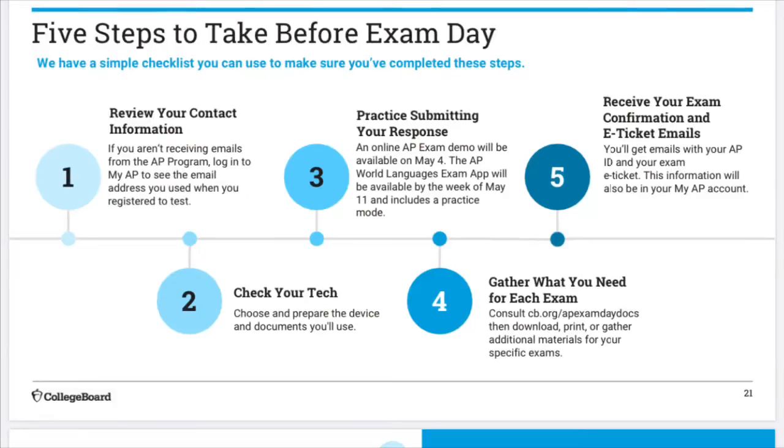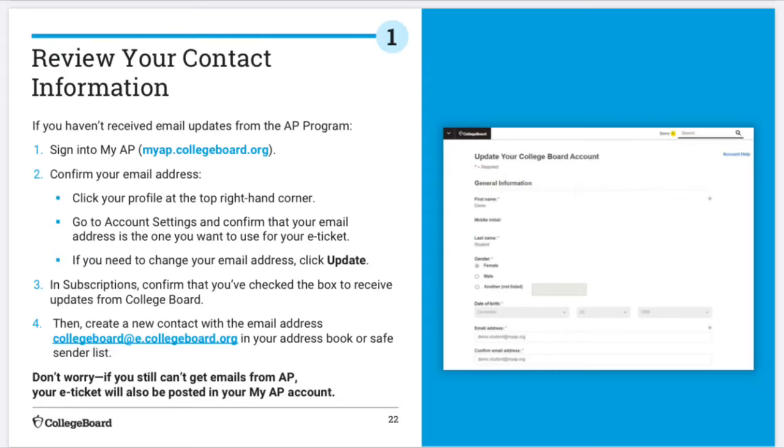So ultimately, there are 5 steps you need to do before exam day next week. Number 1, review your contact information. Make sure you're getting emails from the AP program. If you're not, sign into My AP and confirm your email address by following the directions that I have here. You can always pause this video at this point to do that.